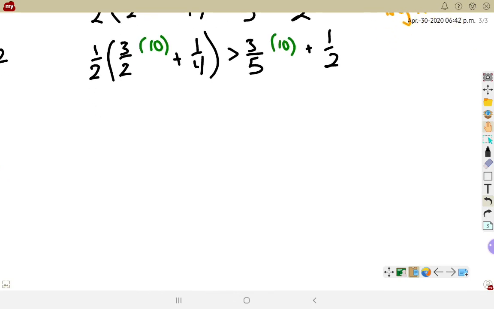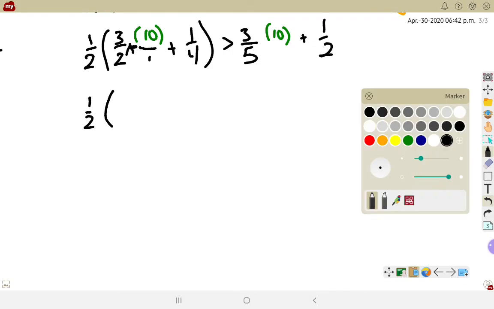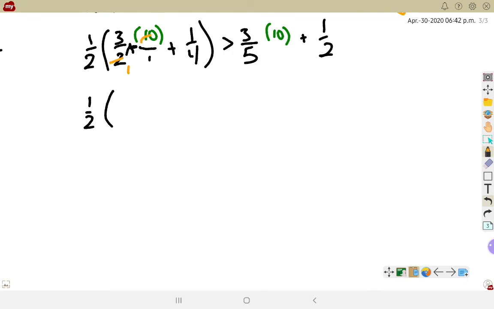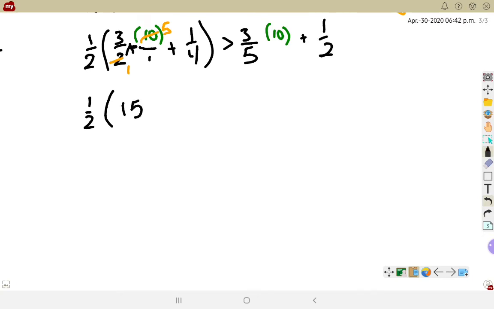Alright, let's look on the left side. I'll probably just do the left side and we'll come back to the right. Okay, so this is 1 over 2 times 3 over 2 times, we'll say 10 over 1. Okay, the 10 and the 2 can cross reduce, so that becomes a 1 and that becomes a 5. Okay, and then I just have 1s in the denominator, so I really just have 15. Okay, and I've got 15 plus 1/4. That's 15 and 1/4.